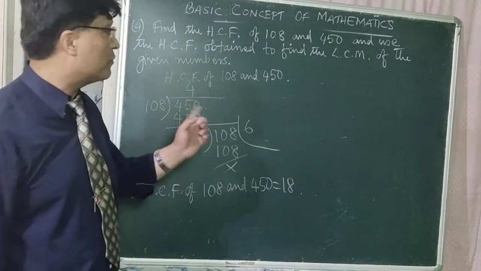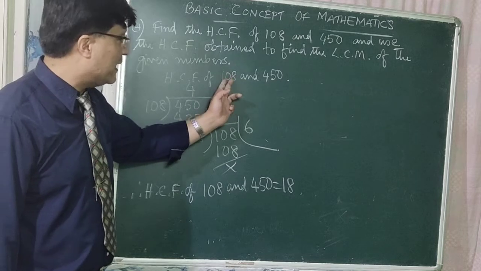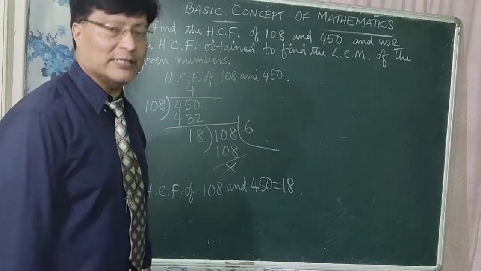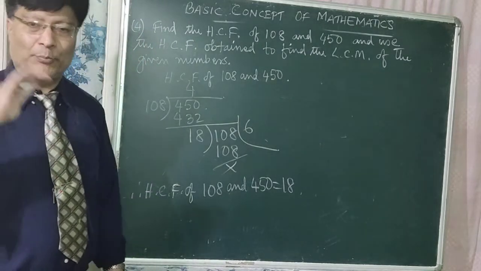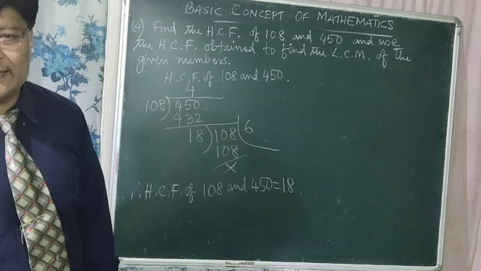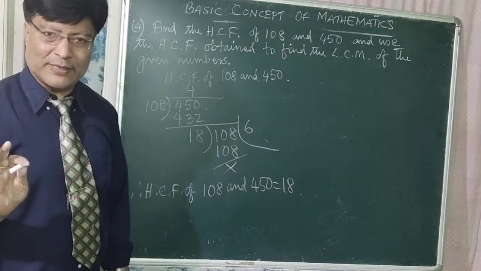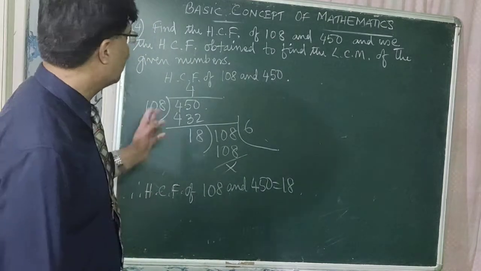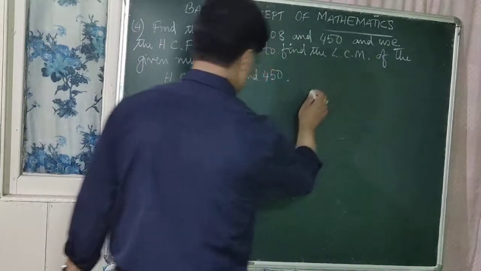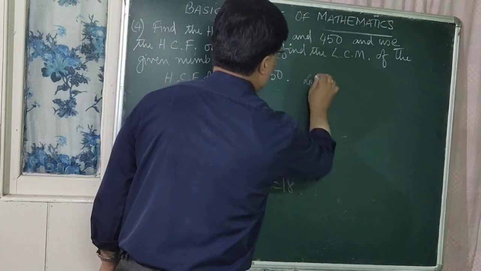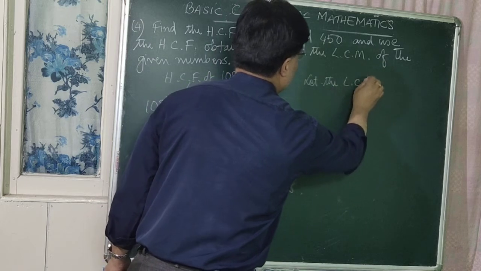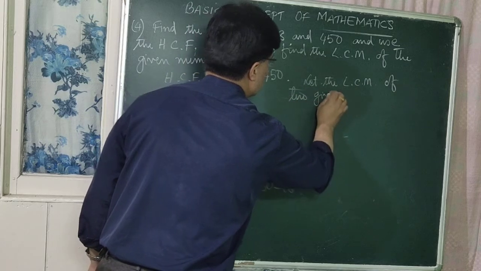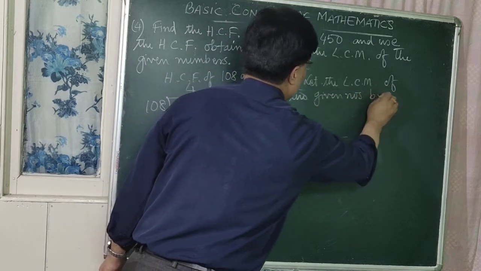So now the second part says that using this HCF obtained, that is 18, you have to find out the LCM of these two given numbers, that is 108 and 450. Right? Now you have to find out the LCM using the formula: product of two numbers is equal to HCF into LCM. Is that right? So now let us assume the LCM of the two given numbers. Now write down, let the LCM of two given numbers be X.